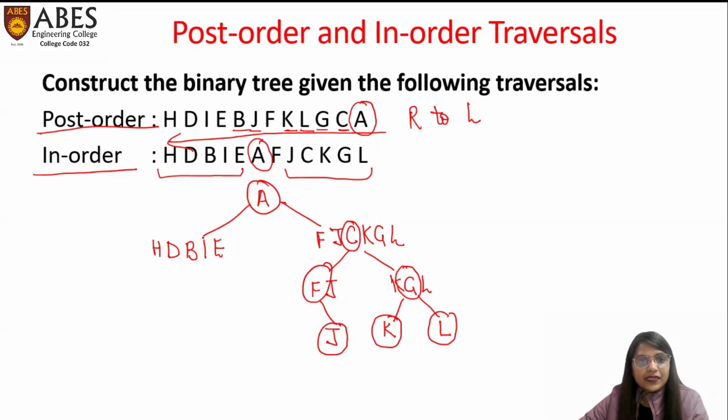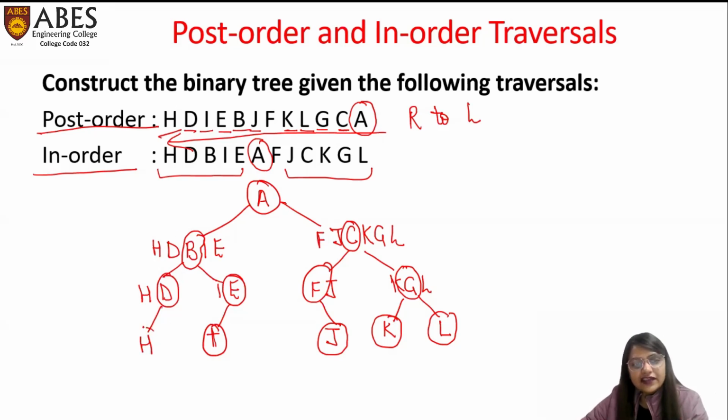After this B, it means B has been converted into a node. H and D will go to the left and I and E will go to the right. After that, there will be a node E, make E a node and I will go to the left of it. After this, I will be made a node. After that, D will be a node and H will go to the left of it. And after that, the last node is H.